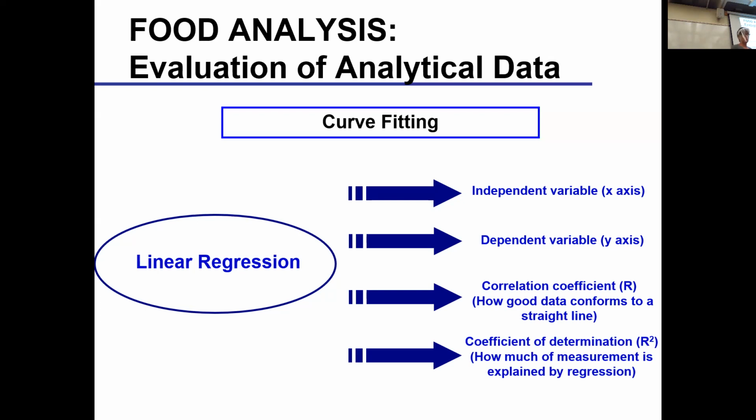Which is, the equation of the line in the linear regression is what? Y equals AX plus B. Y is your dependent variable, A is your slope, X is your independent variable, and B is your intercept.